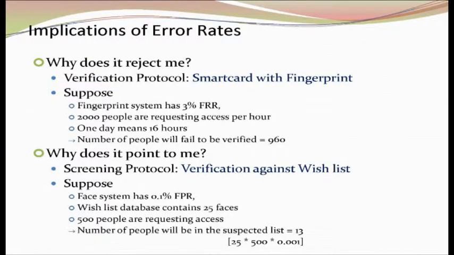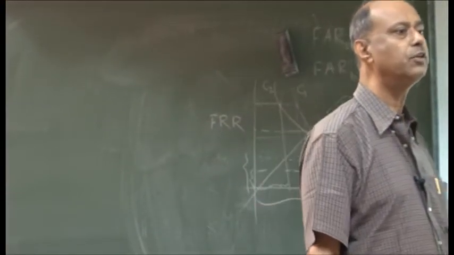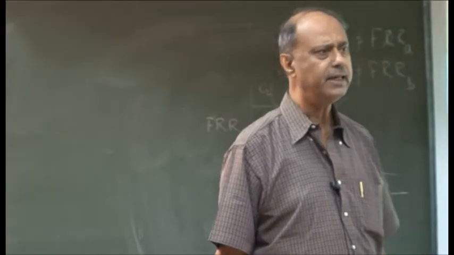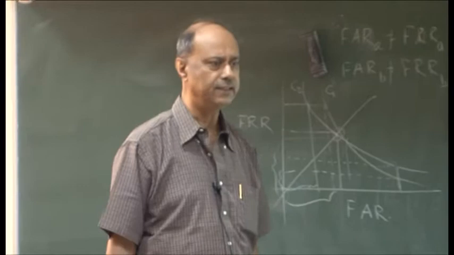Now, the implication of error rates, you have to understand carefully. Why does it reject me? That is one thing. The genuine person has come, say in verification mode, he has a smart card, he has given his biometric data and he has been rejected. And he feels very bad, right? Because you go to the bank and you have signed your check and they tell you no, it is not your check or it is not your signature. You feel bad, right? It's me, I have given my signature and you are telling me it is not my signature.